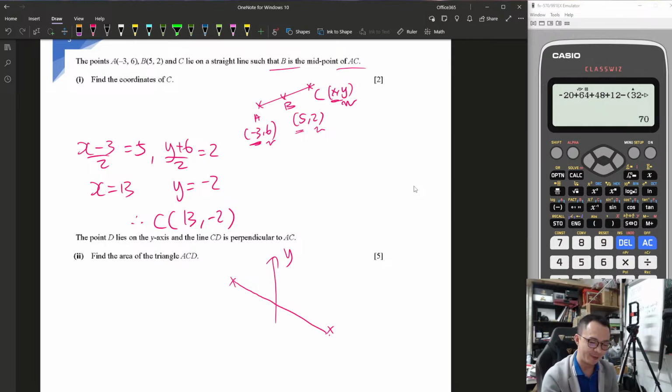Y is a little bit weird, but anyways, this is A, negative 3, 6, right? This is C, 13, negative 2. And CD is perpendicular to AC. What is perpendicular? Oh, okay. Maybe somehow they are perpendicular here. D is on the y-axis.